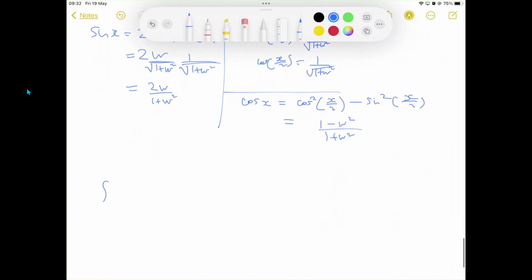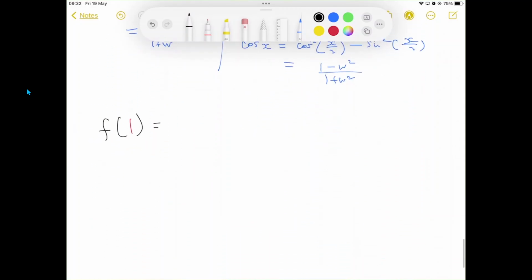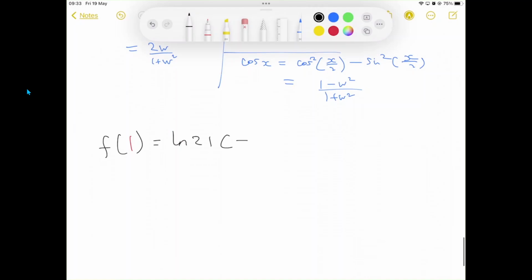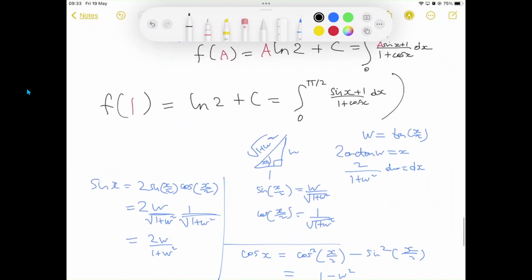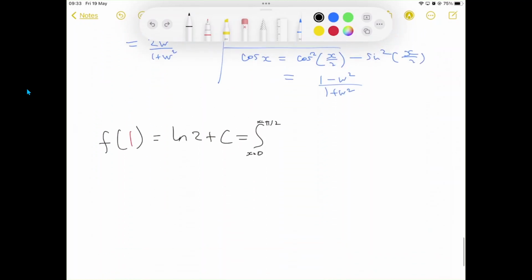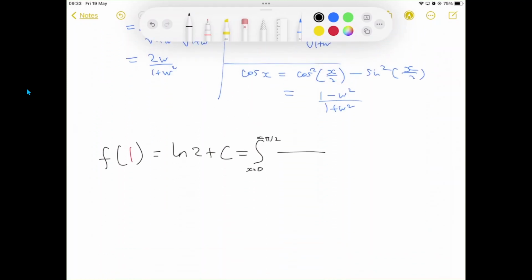So we can write that f of 1, let me write it in black to keep consistency, equals ln of 2 plus c, which is once again equal to the integral from 0 to pi over 2, of course these limits applying to x, not to t, of, let's see, we had sine of x plus 1 in this integrand here, sine of x plus 1 on the numerator, and cosine of x plus 1 on the denominator.